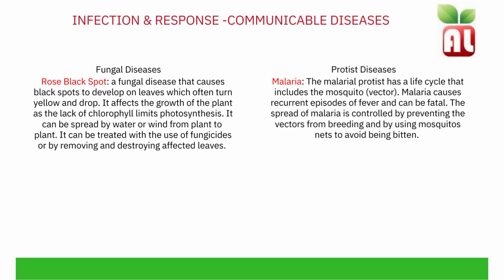An example of a fungal disease is rose black spot. This is a fungal disease that causes black spots to develop on the leaves, which often turn yellow and drop. It affects the growth of the plant as the lack of chlorophyll limits photosynthesis. It can be spread by water or wind from plant to plant. It can be treated with the use of fungicides or by removing and destroying the affected leaves.